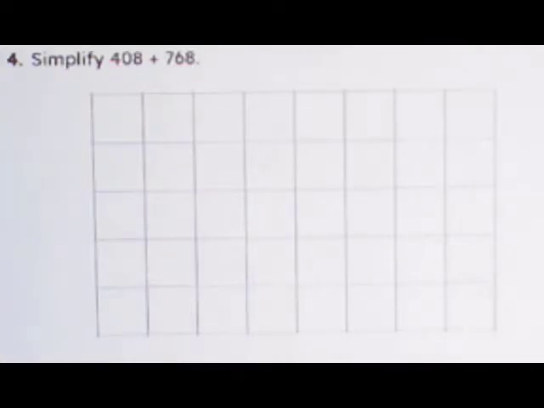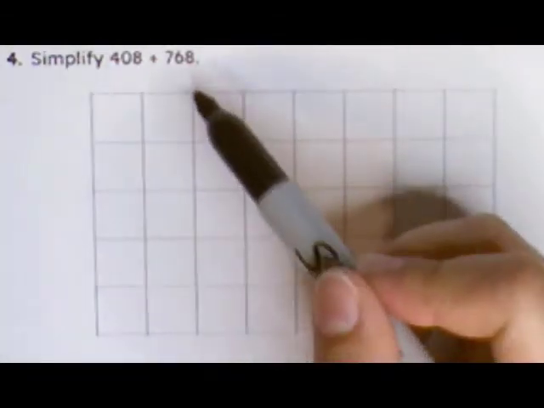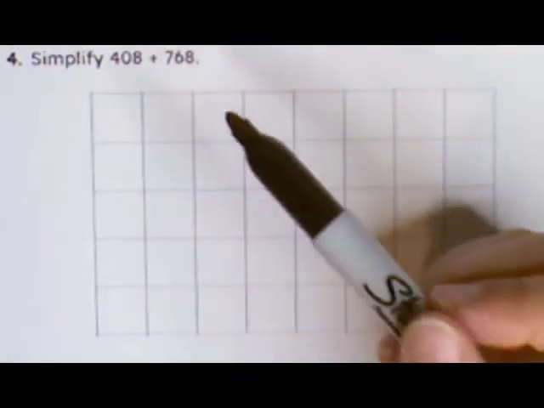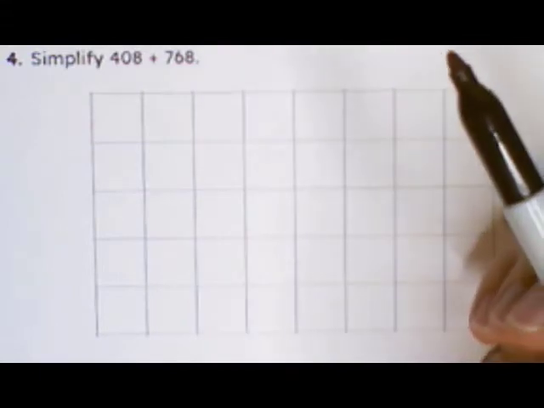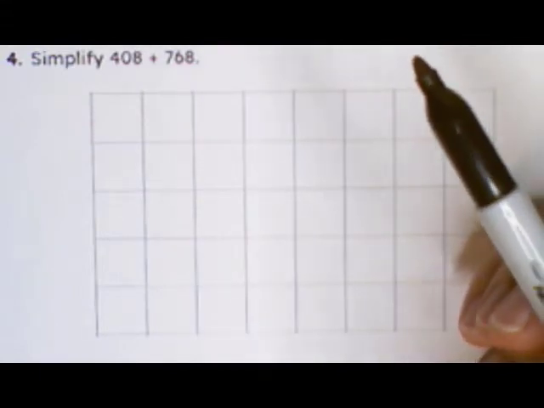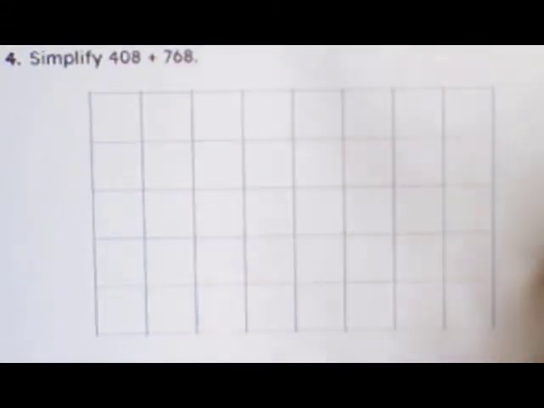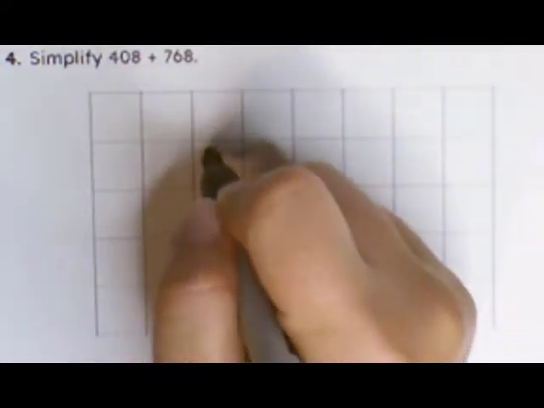In problem number 4, we need to simplify 408 plus 768. And simplify just means to make as simple as possible, and we can do that by combining or adding these numbers together.